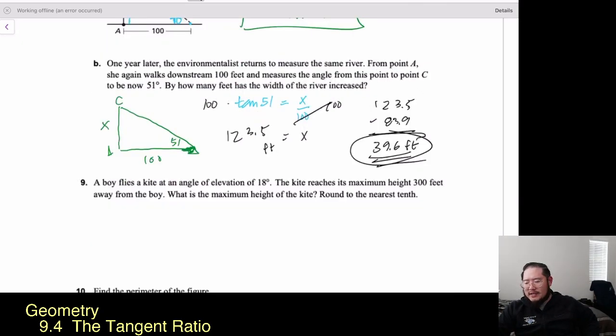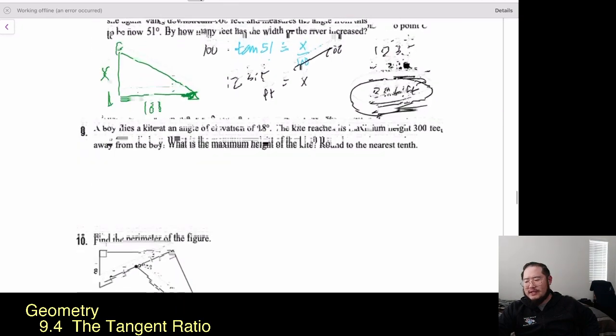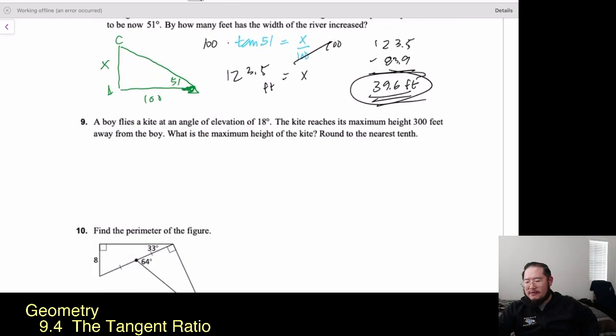Next up, a boy flies a kite at an angle of 18 degrees. The kite reaches a maximum height of 300 feet away from the boy. Okay. Now, the way this is written, it can be kind of tricky. It reaches its maximum height 300 feet away from the boy. I think what students often, how they misinterpret things is, they look at that and they think 300 feet is the maximum height.